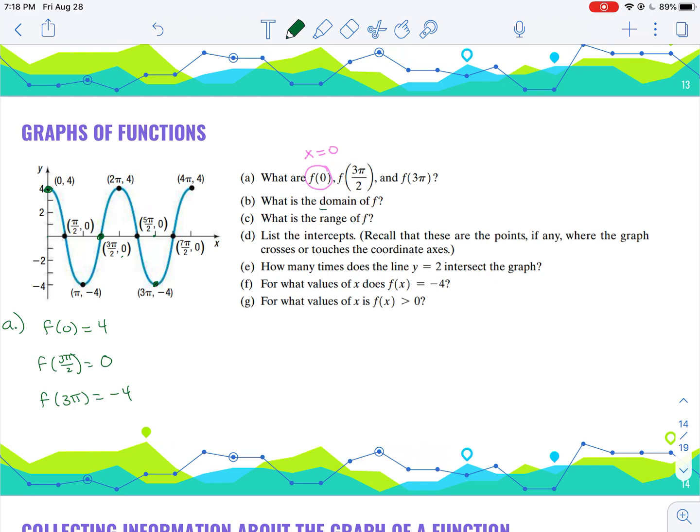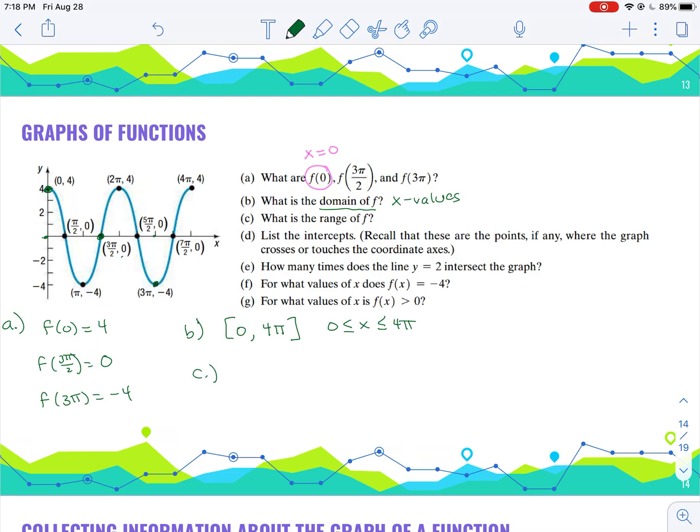All right, what's the domain of f? Remember, domain is all of the x values. So what x values can this graph take on? Well, it starts at 0 and it goes all the way over to, looks like 4 pi. So it's going to be between 0 and 4 pi. That's interval notation, or you can say 0 is less than x, which is less than 4 pi.